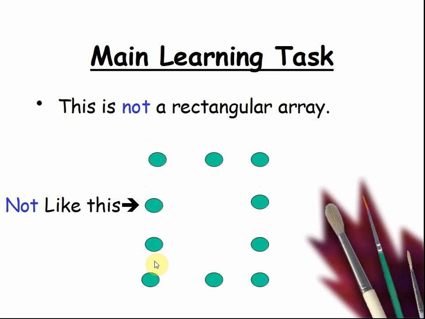This looks like a rectangle, but it is not, because they have to have the same number of counters or pegs in each line. Here you'd have to have 4. 1, 2, 3, 4. You would need here 1, 2, 3, 4, and here 1, 2, 3, 4 for it to become a rectangular array.